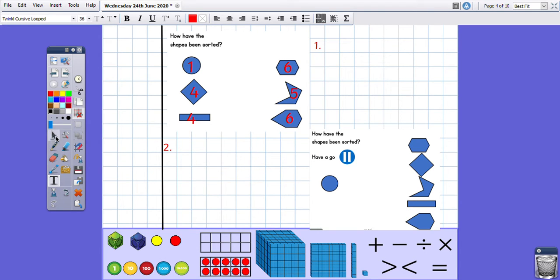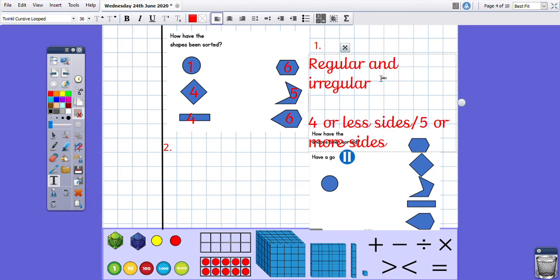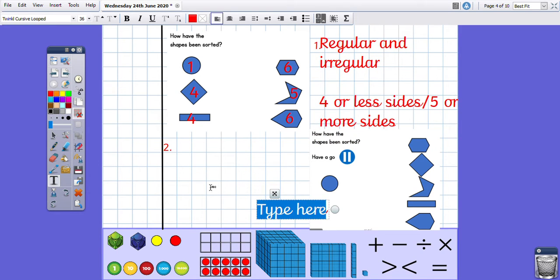So I've thought of 2 ways these shapes could be sorted. You'll have to let me and Miss Smith know what you think. So I think they are sorted into regular and irregular, but they could also be sorted by 4 or less sides, 5 or more sides. So there are 2 ways I think we could sort those shapes, which is okay. You can sort them in more than one way.